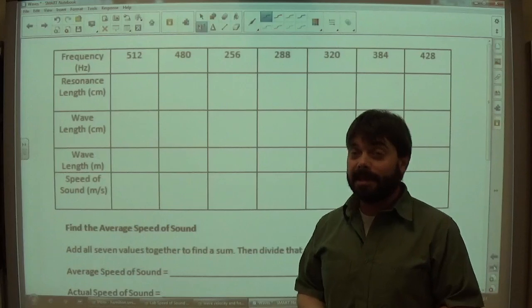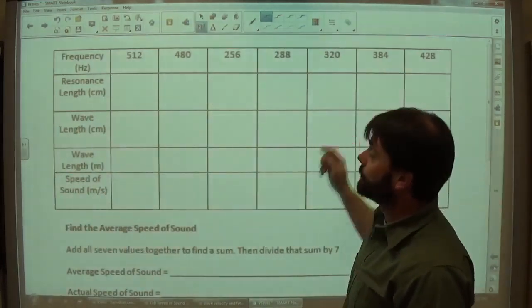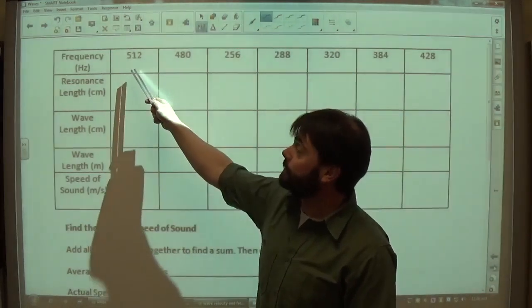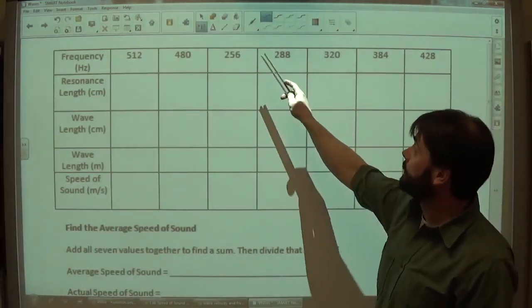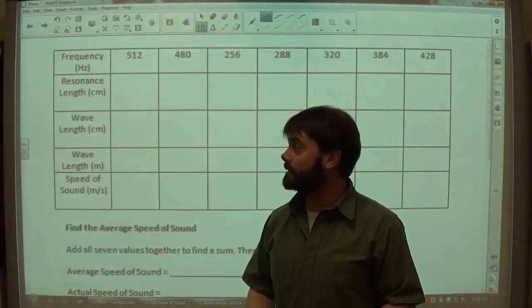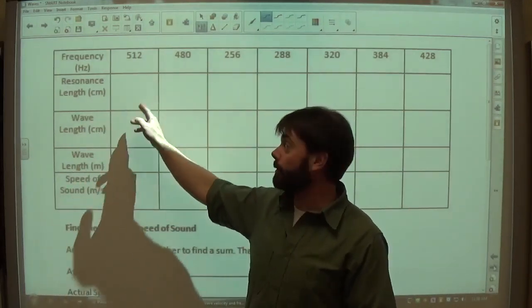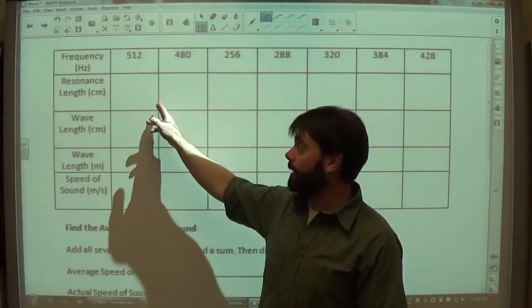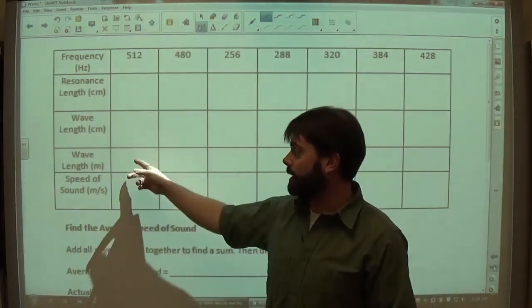So you will see in the data table, we have a spot on here that labels the frequency of all the tuning forks we're gonna try. The highest frequency being 512, and our lowest frequency being the 256. The resonance length, again, we'll measure in centimeters, which is a quarter of the actual wavelength. So whatever we get here for resonant length, we'll multiply by 4, put it here. We're measuring it in centimeters, so we'll have to convert that to meters.